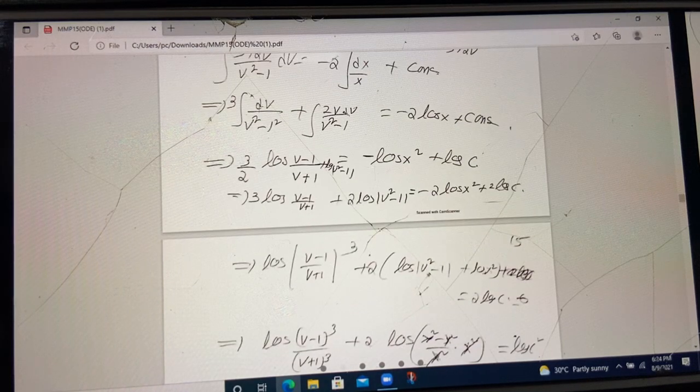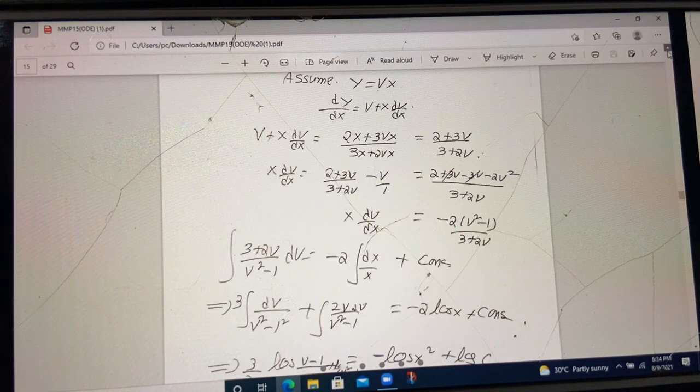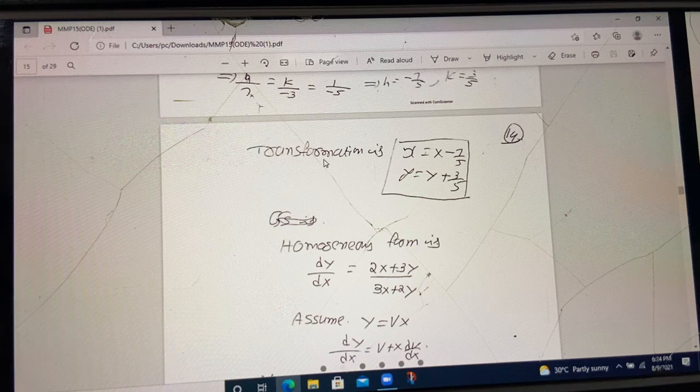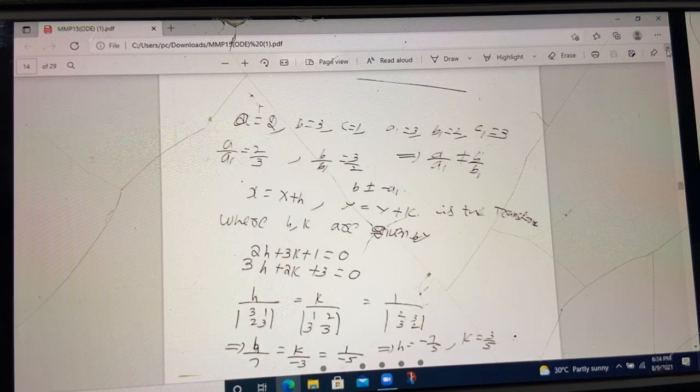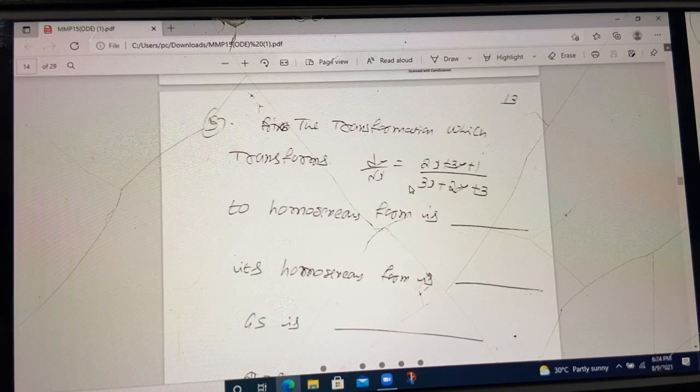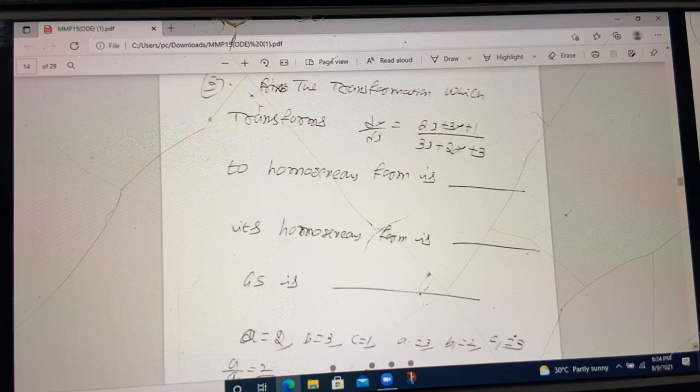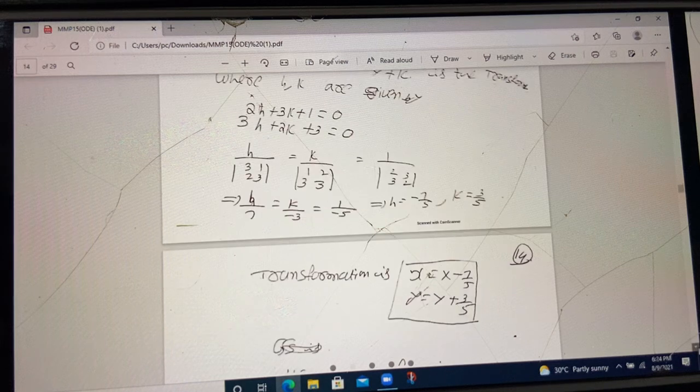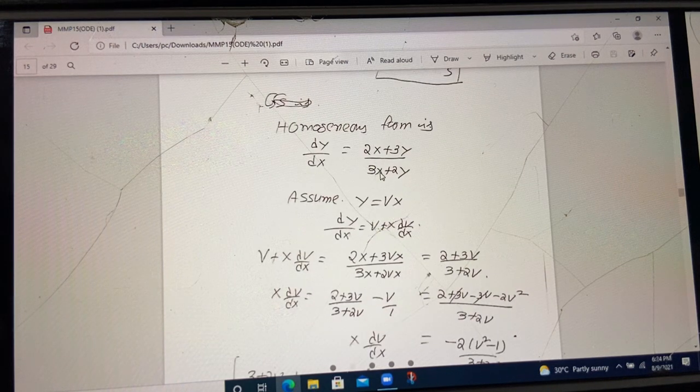Now what is the homogeneous form? If they ask you what is the homogeneous form, dY by dX equals, simply replace small x by capital X and small y by capital Y: 2X plus 3Y by 3X plus 2Y. Remove the constants, except the t. 2X plus 3Y over 3X plus 2Y. This is the homogeneous form.